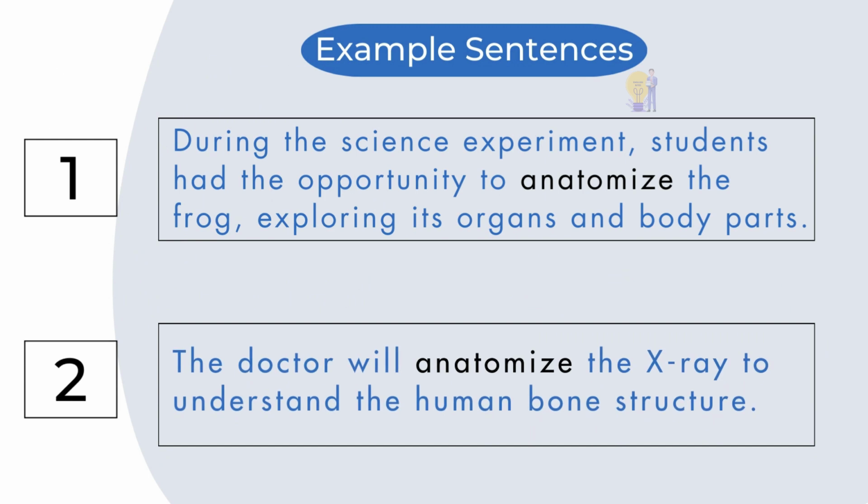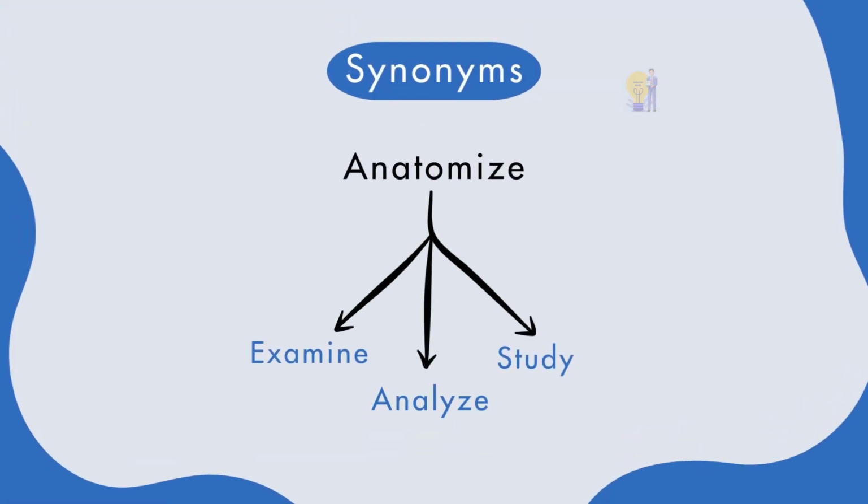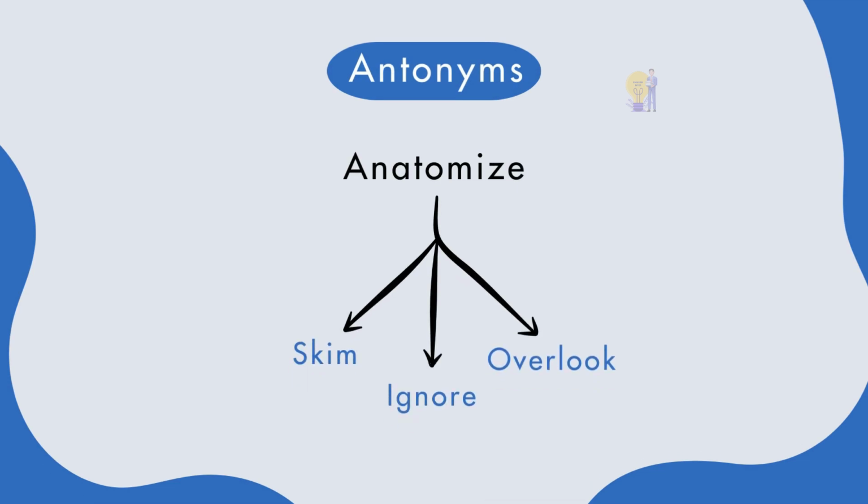The example sentences are: number 1, during this science experiment, students had the opportunity to anatomize the frog, exploring its organs and body parts. Number 2, the doctor will anatomize the X-ray to understand the human bone structure. Its synonyms are examine, analyze, study. The antonyms are skim, ignore, overlook.